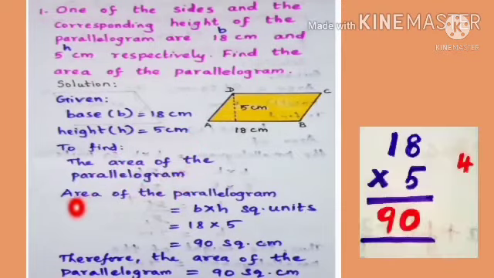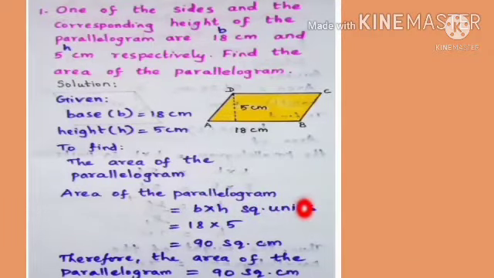So now we know that area of the parallelogram is B into H square units. That is base into height. So we have to multiply the value of base and height to get the area of the parallelogram. So here base is 18 into H, height of the parallelogram is 5. So 18 into 5 is 90 square centimeter.